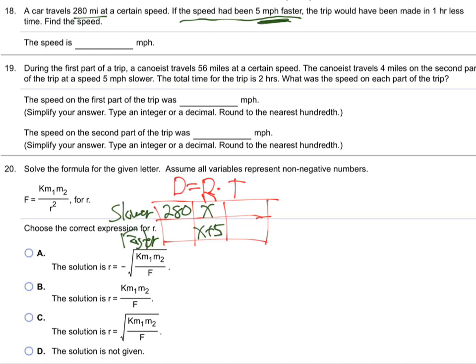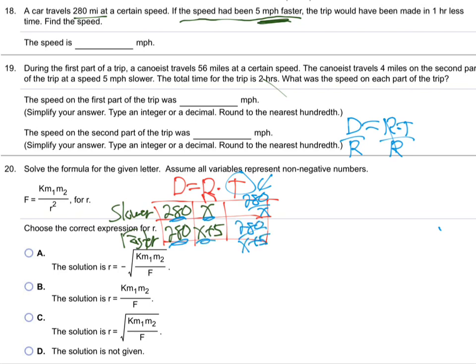Okay, now the distance is the same on the slower trip and the faster trip. The distance is the same. That doesn't change. You just get there in a quicker time. Now, how do we find time? Remember the relationship? When you have d equals r times t, and you want t, what do you do? You divide by r, t is d over r. So t is d over r, 280 over x. T here is d over r, 280 over x plus 5.